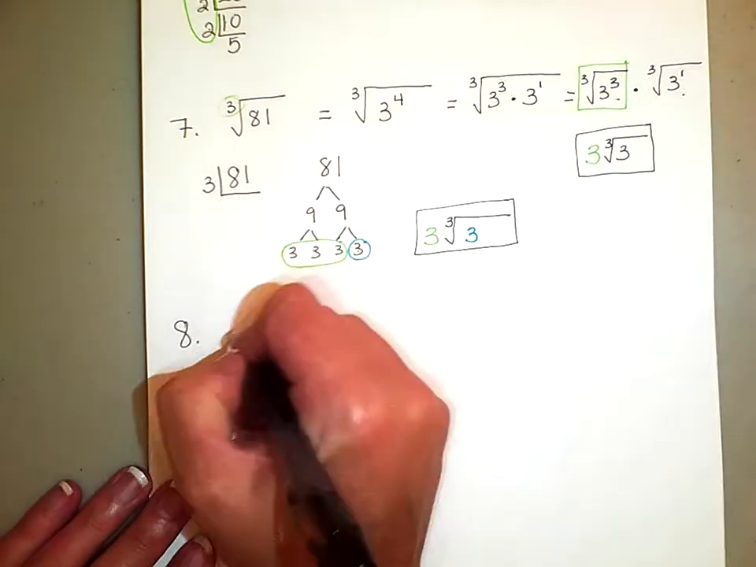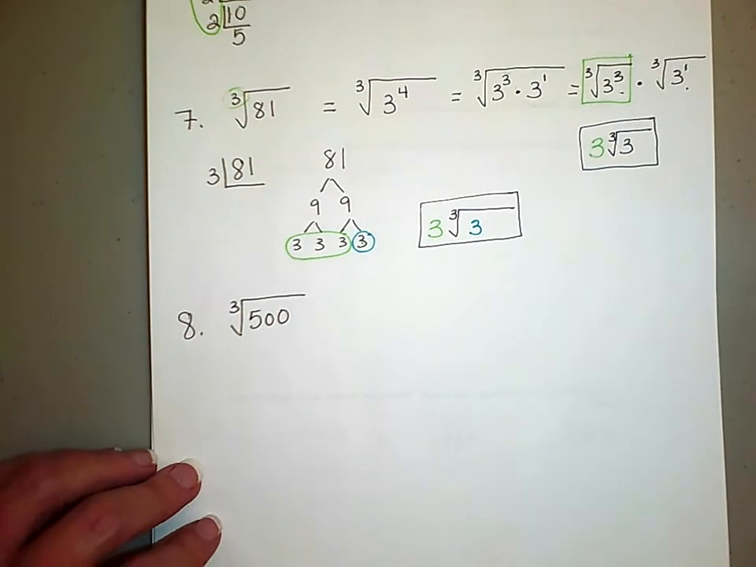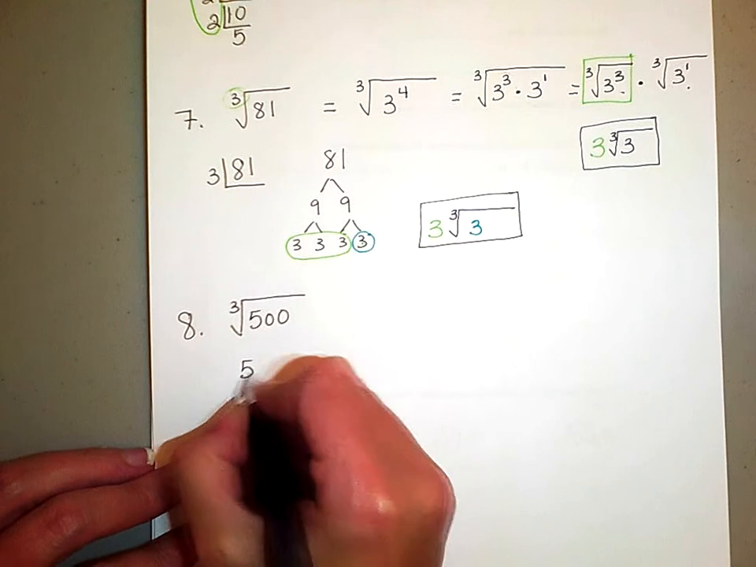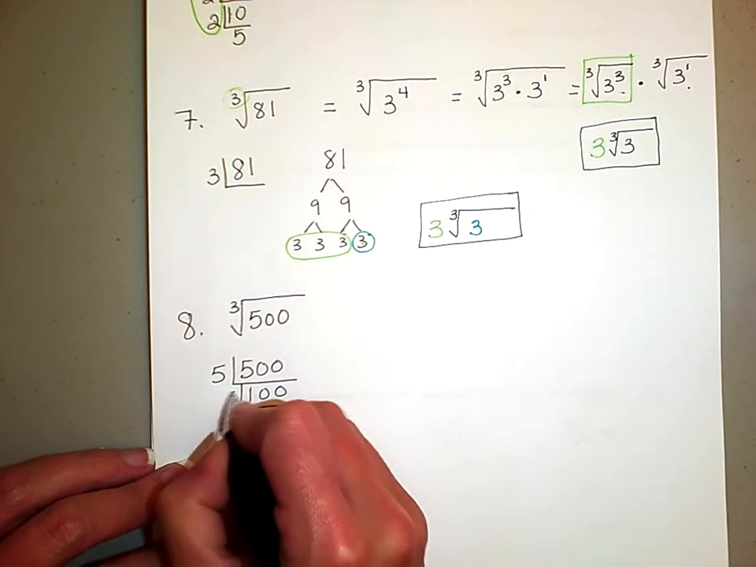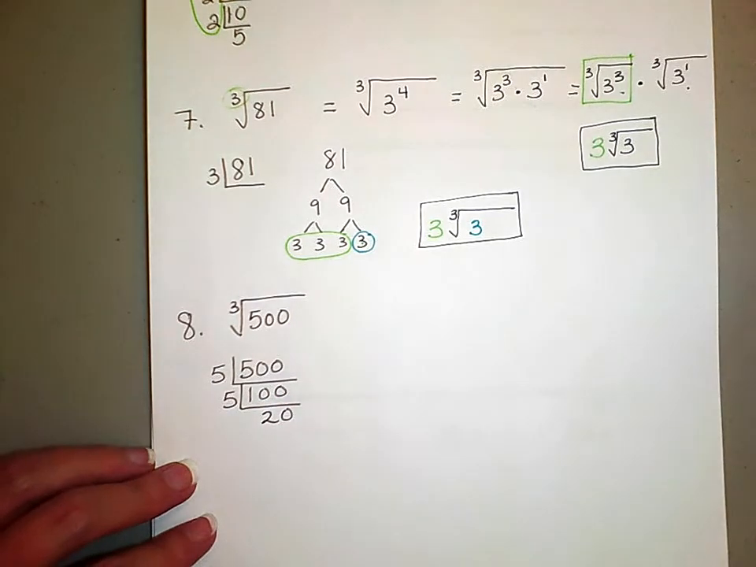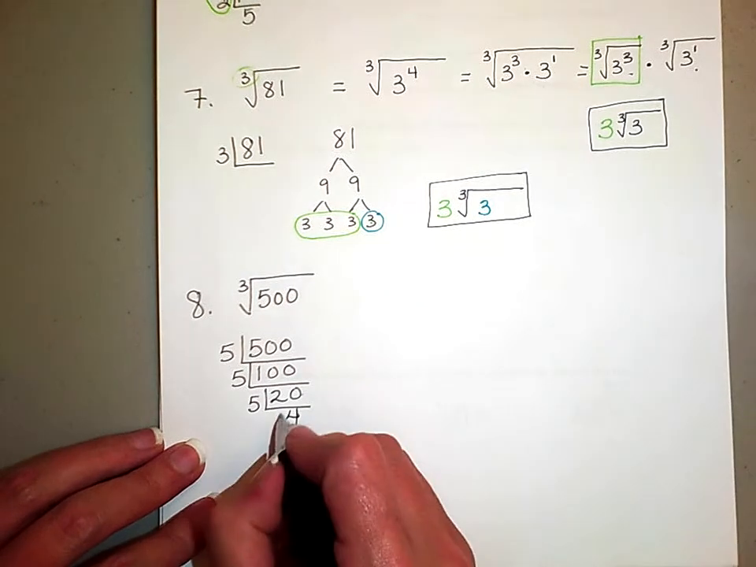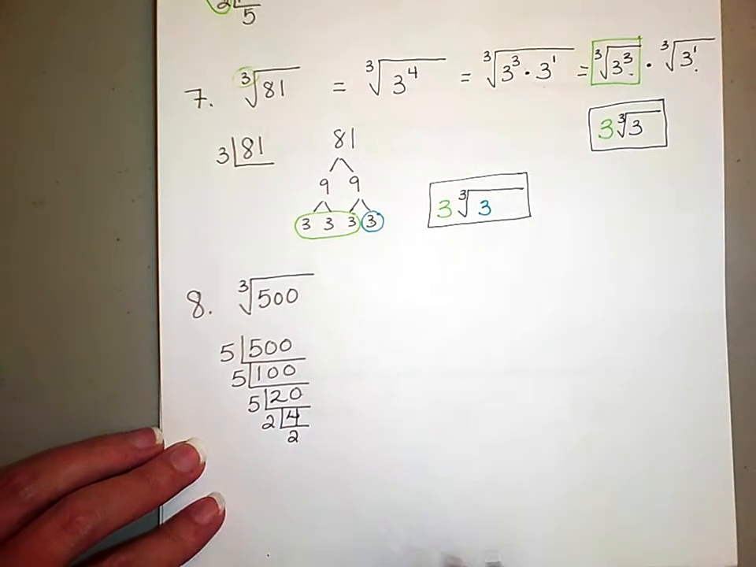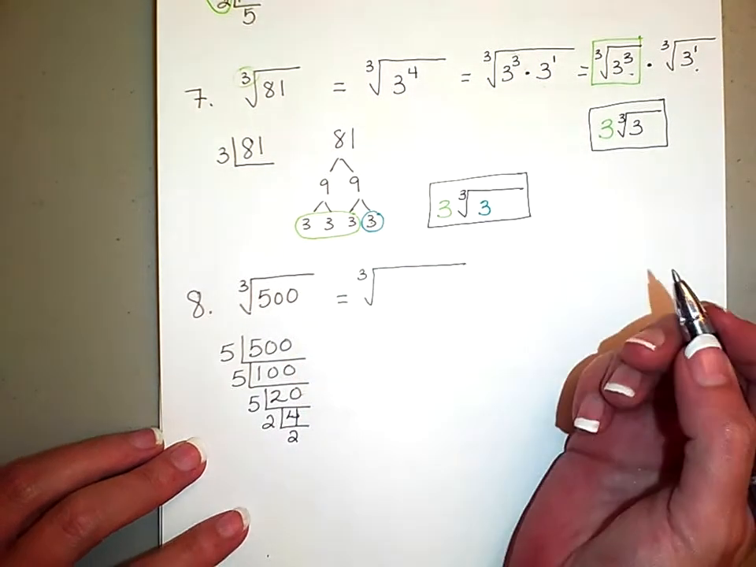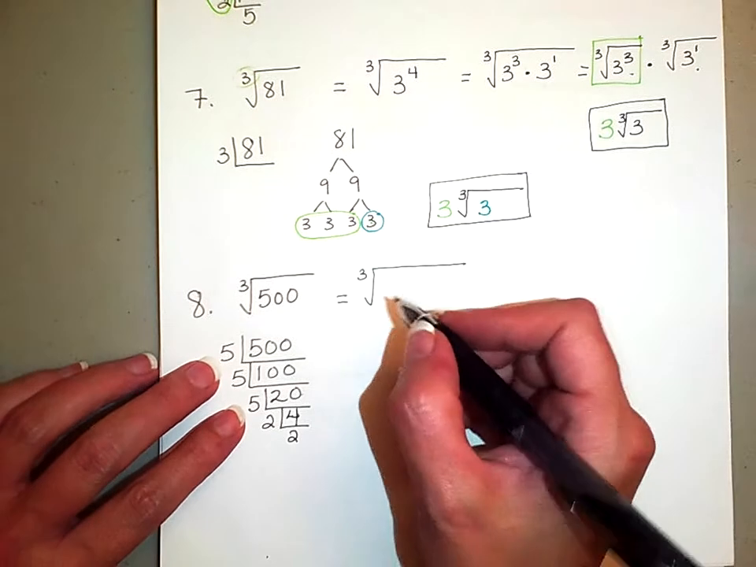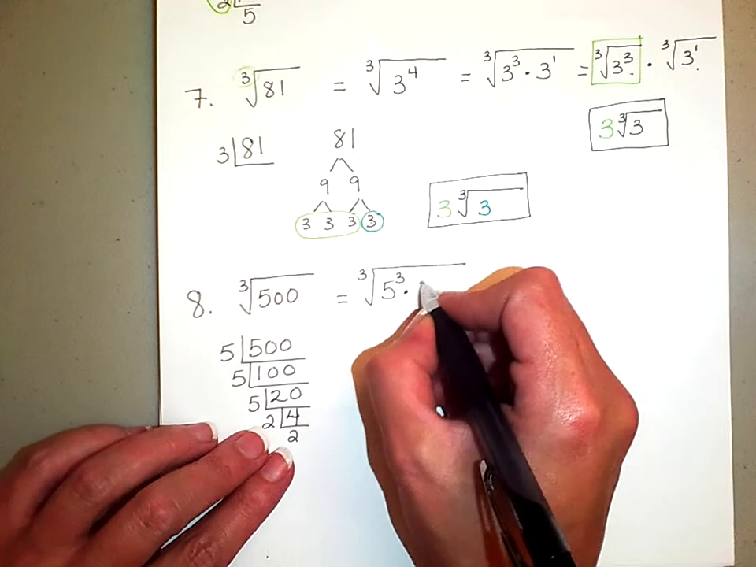Let's try 8, the cube root of 500. Prime factorization. 5 goes into 500 100 times. 5 goes into 100 20 times. 5 goes into 20 4 times. 2 goes into 4 2 times. Which means we could write the cube root of 500 as the cube root of 5 cubed times 2 squared.